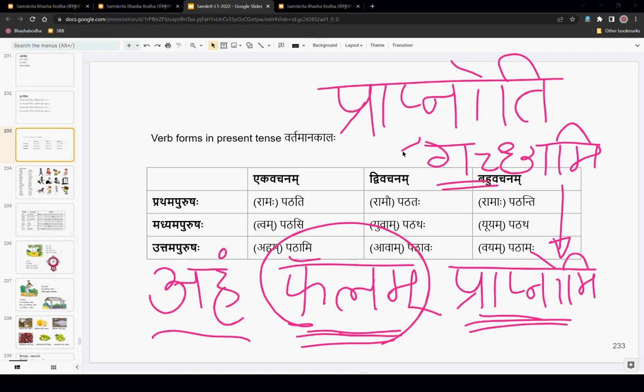Aham pathashalam gacchami, aham devalayam gacchami. Gruham gacchami, athva gruham agacchami. So once you do that kriya, gamana kriya, the action of going, what are you trying to reach, or what are you reaching? So that comes in the karma padam, which is Dvitiya Vibhakti. So that becomes a sakarmaka kriyapadam.